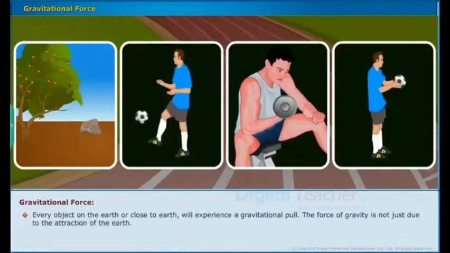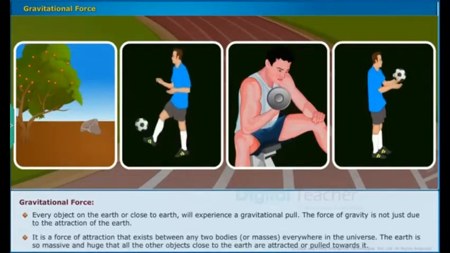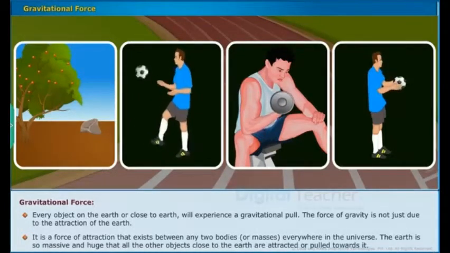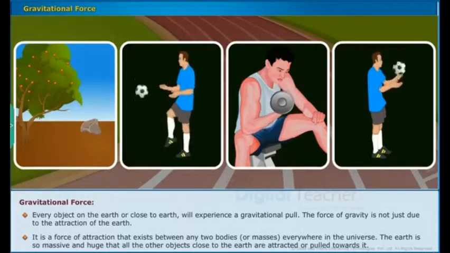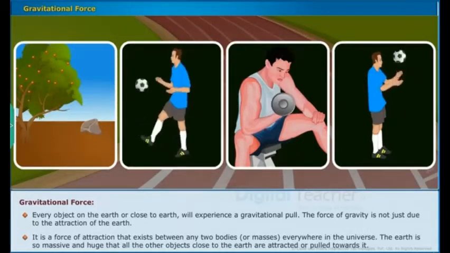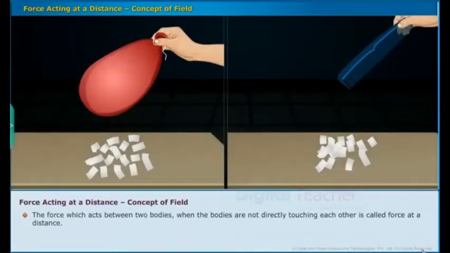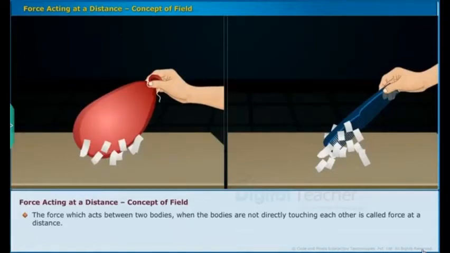Every object on the earth or close to the earth will experience a gravitational pull. The force of gravity is not just due to the attraction of the earth. It is a force of attraction that exists between any two bodies or masses everywhere in the universe. The earth is so massive and huge that all the other objects close to the earth are attracted or pulled towards it. The force which acts between two bodies when the bodies are not directly touching each other is called force at a distance. These forces can be explained by using the concept of a field.